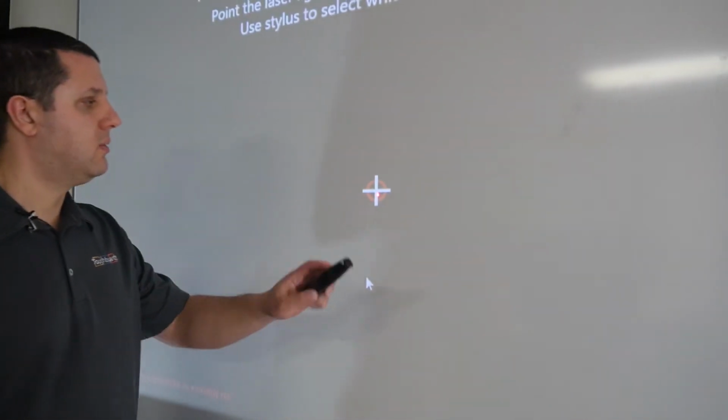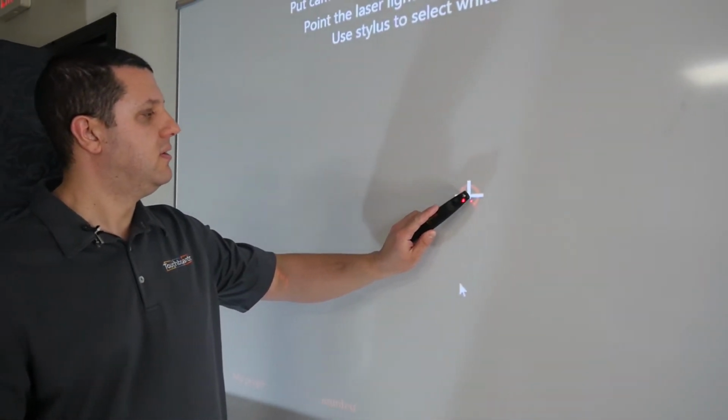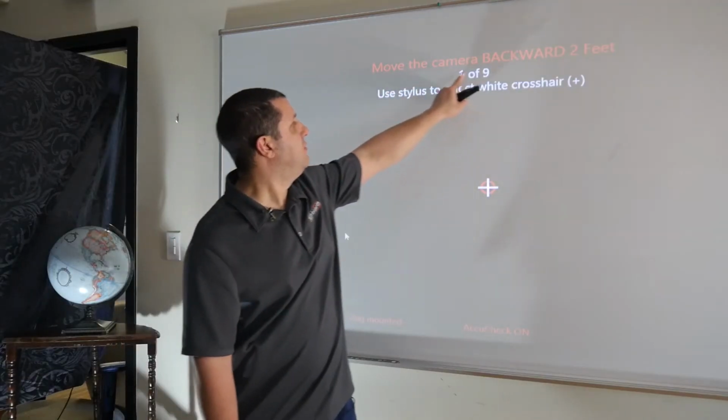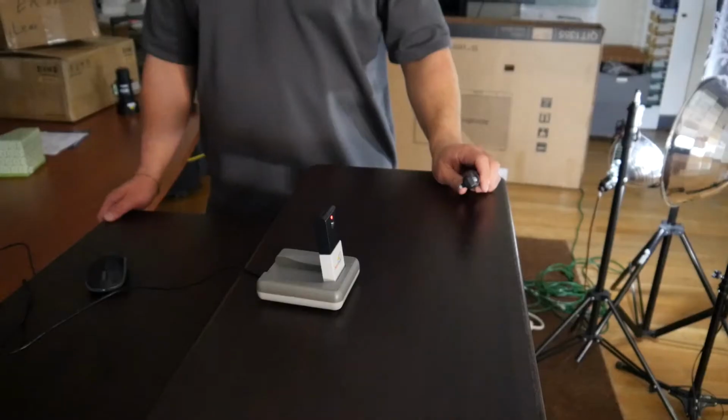All you have to do is adjust your camera position so the dot is within the red circle. Now we're going to take our pen and we're going to tap on the center of the crosshairs. Right here it says move the camera backward 2 feet. All I really have to do is, in this case, just slide this table back. And then we're going to reposition our camera so the laser dot is within the crosshairs.